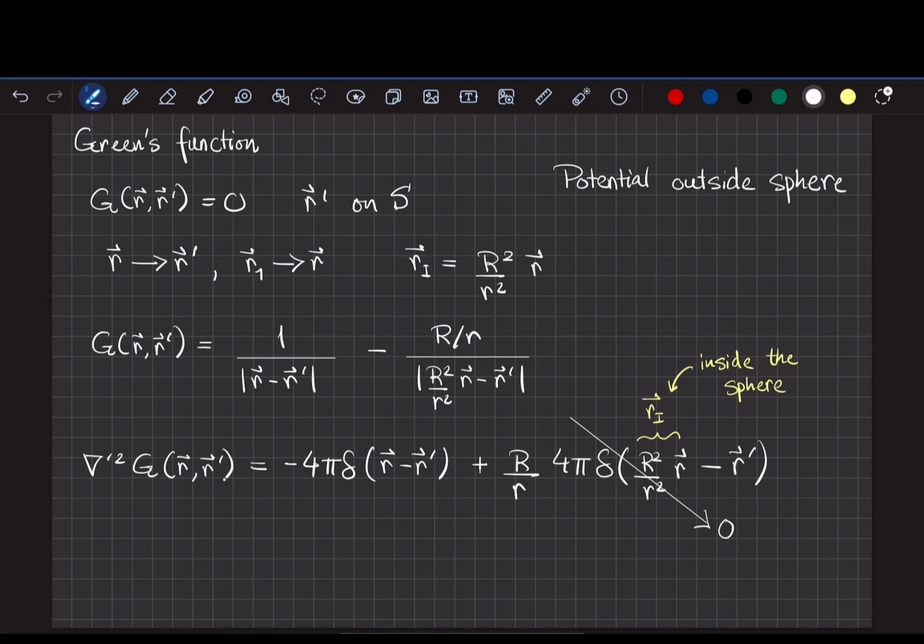So we can say that this delta function vanishes and we would have minus 4 pi delta r minus r prime, which is what we required. This Green's function works.